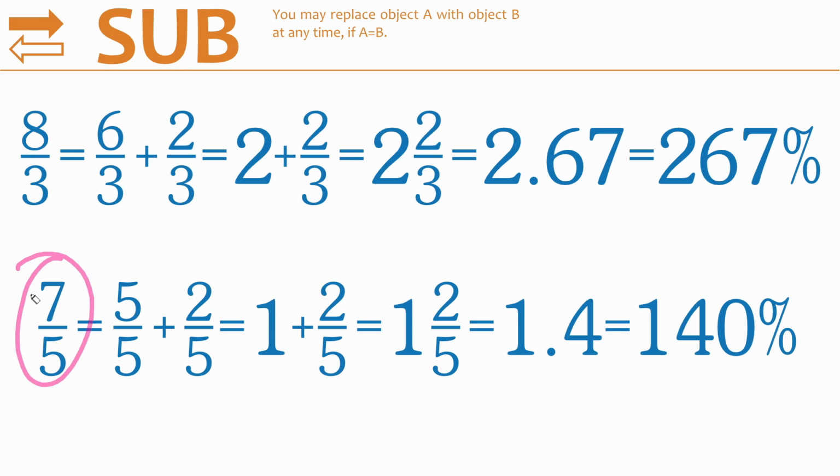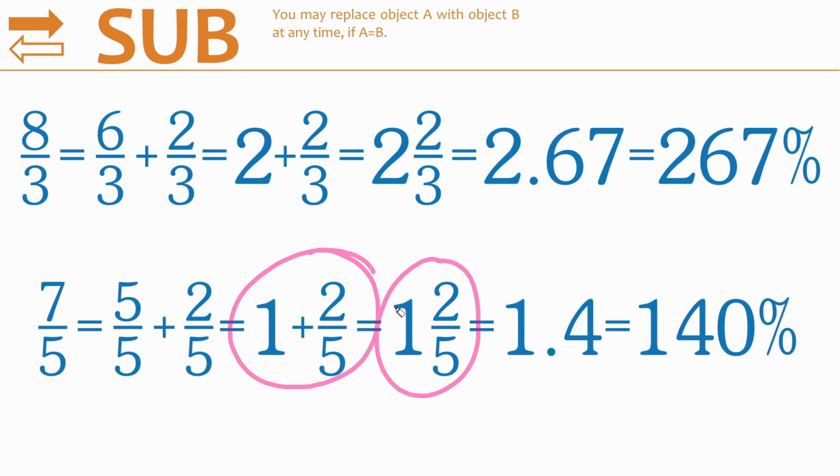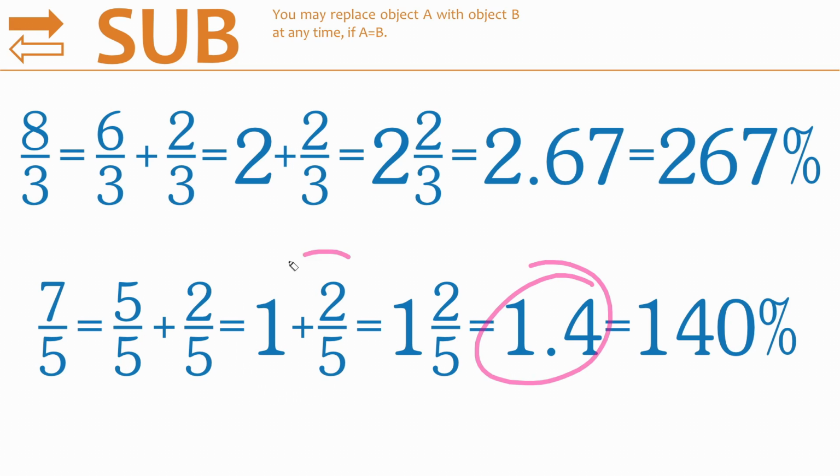Coming down here, we have 7/5, which is the same as 5/5 plus 2/5, which is the same as 1 and 2/5. And here we go with our mixed number, meaning 1 and 2/5, not 1 times 2/5. And that equals 1.4, which is 140%. So again, we can swap whatever, wherever, because the value hasn't changed.